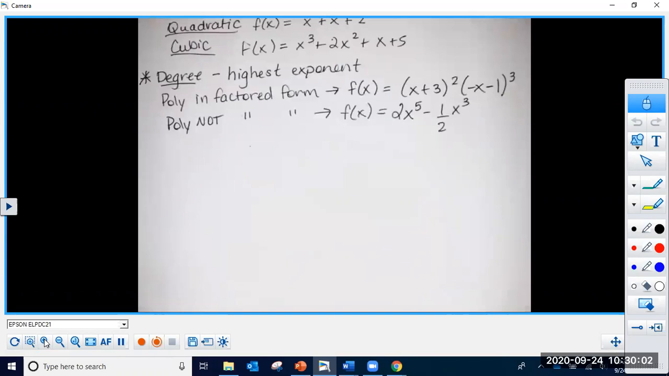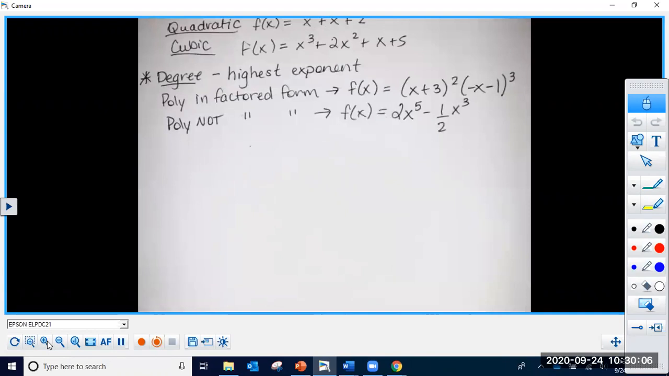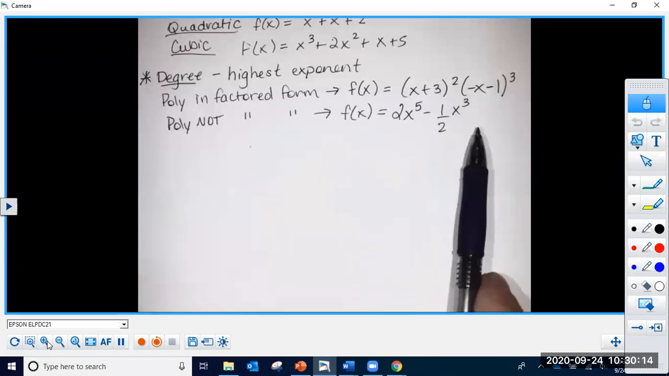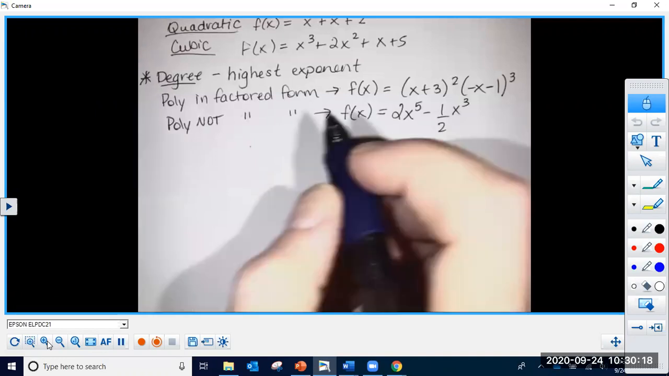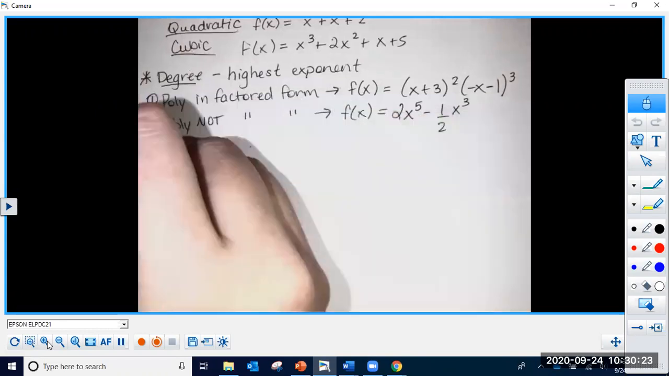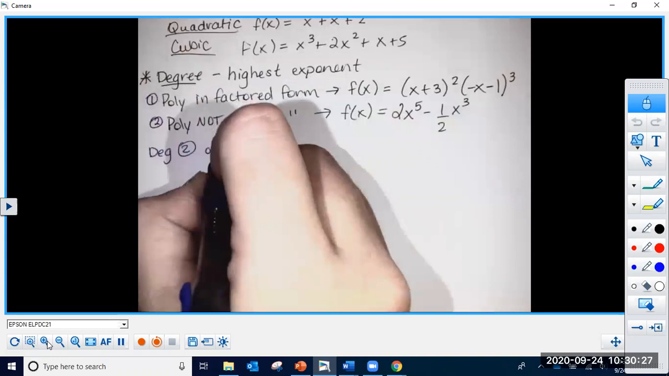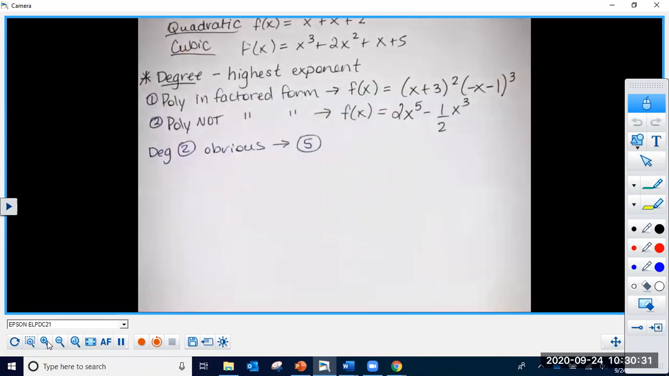Okay, so the reason I wanted to discuss what this looks like, you find the degrees slightly different. Your degree for a polynomial not in factored form is going to be obvious to you. Like, what's the highest exponent here? 5. So I'll say number 2, number 1. So my degree for number 2, obvious, and it is 5. It's the highest exponent.